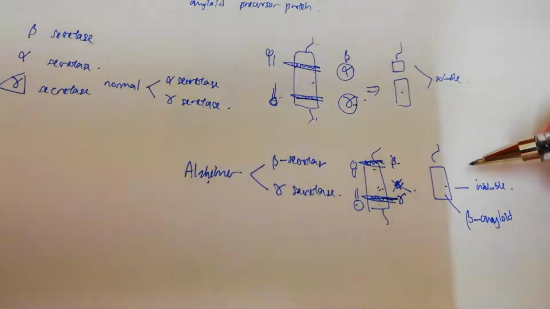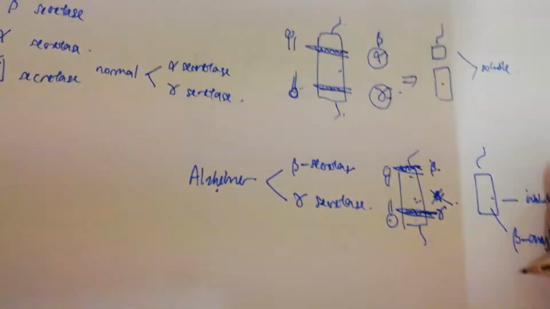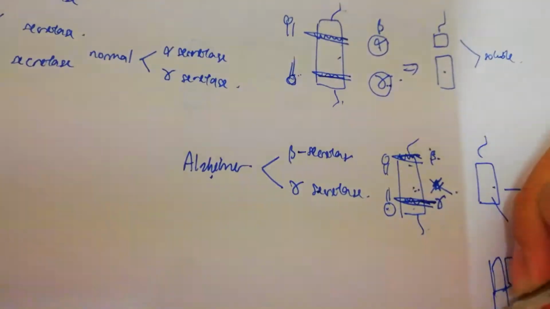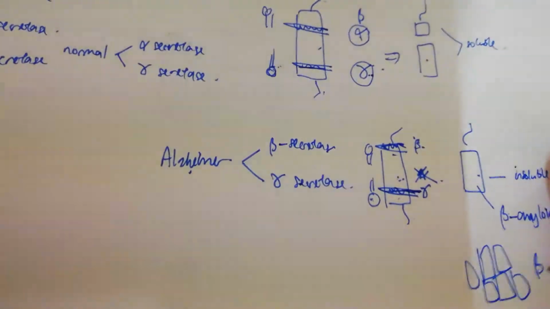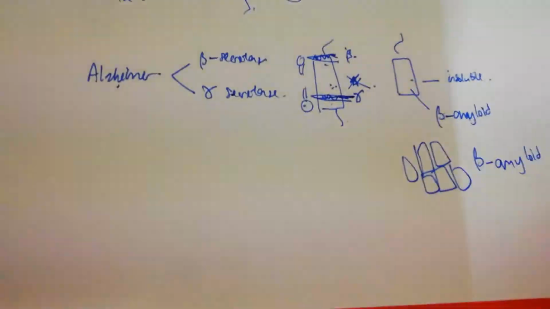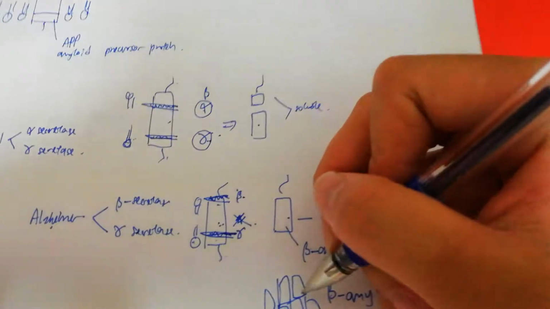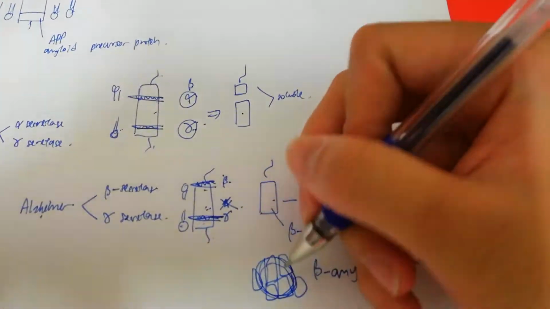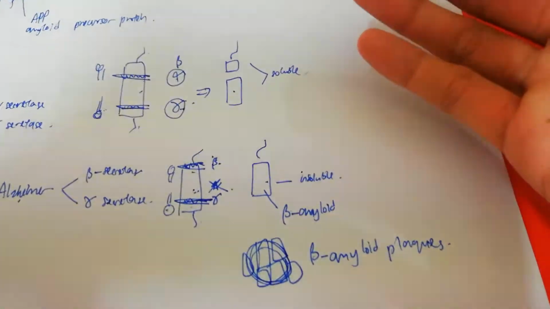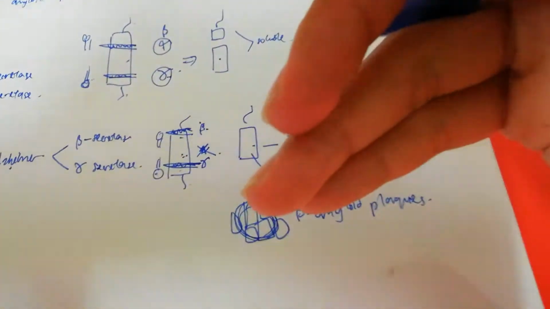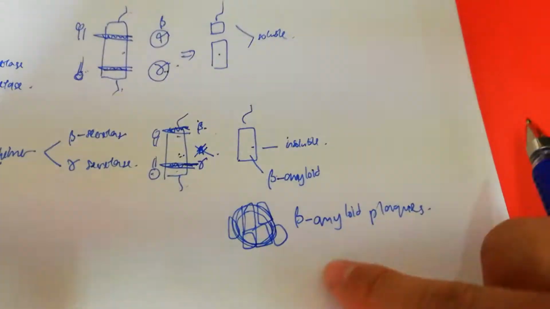And they are going to clump together with other monomers to form the beta amyloid plaques. So this is going to clump together just like the cholesterol plaques, right? The oxidized LDL is going to clump together with the cholesterol, and the more cholesterol being accumulated, the larger the plaques, something like that. So we have beta amyloid plaques.